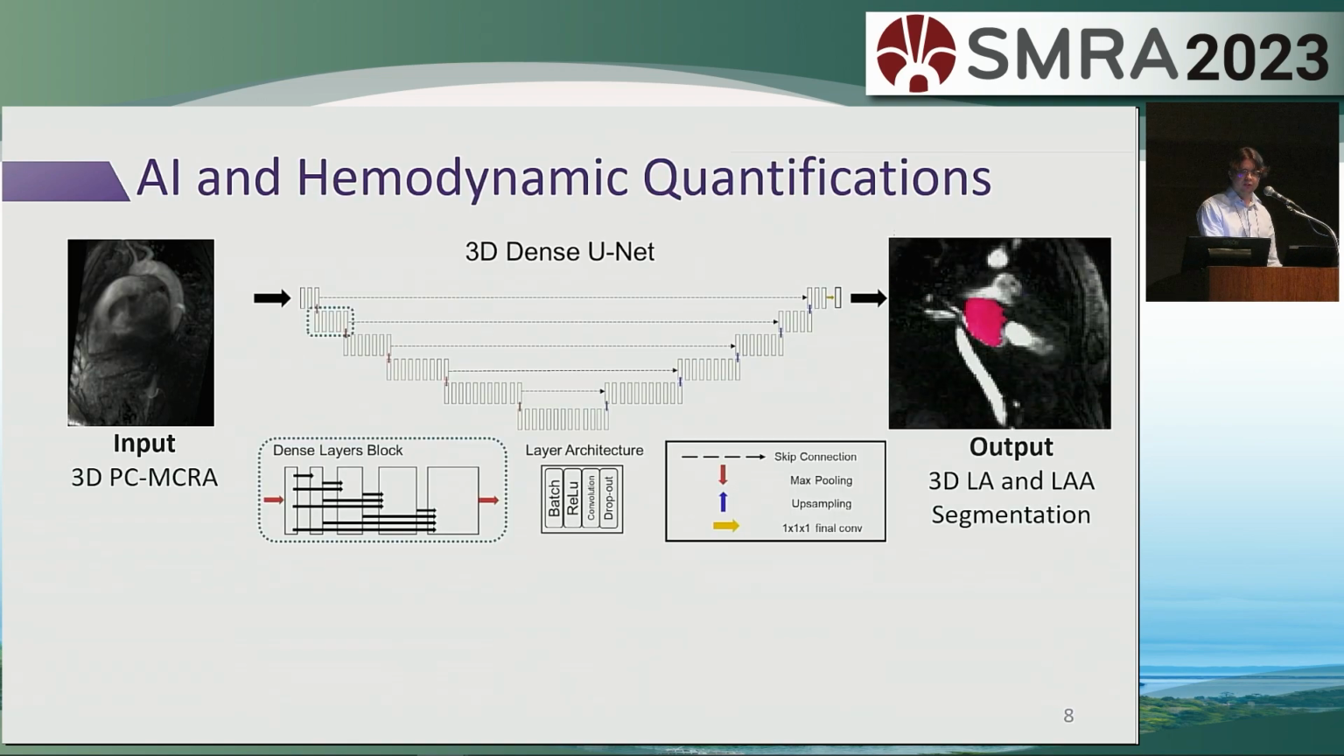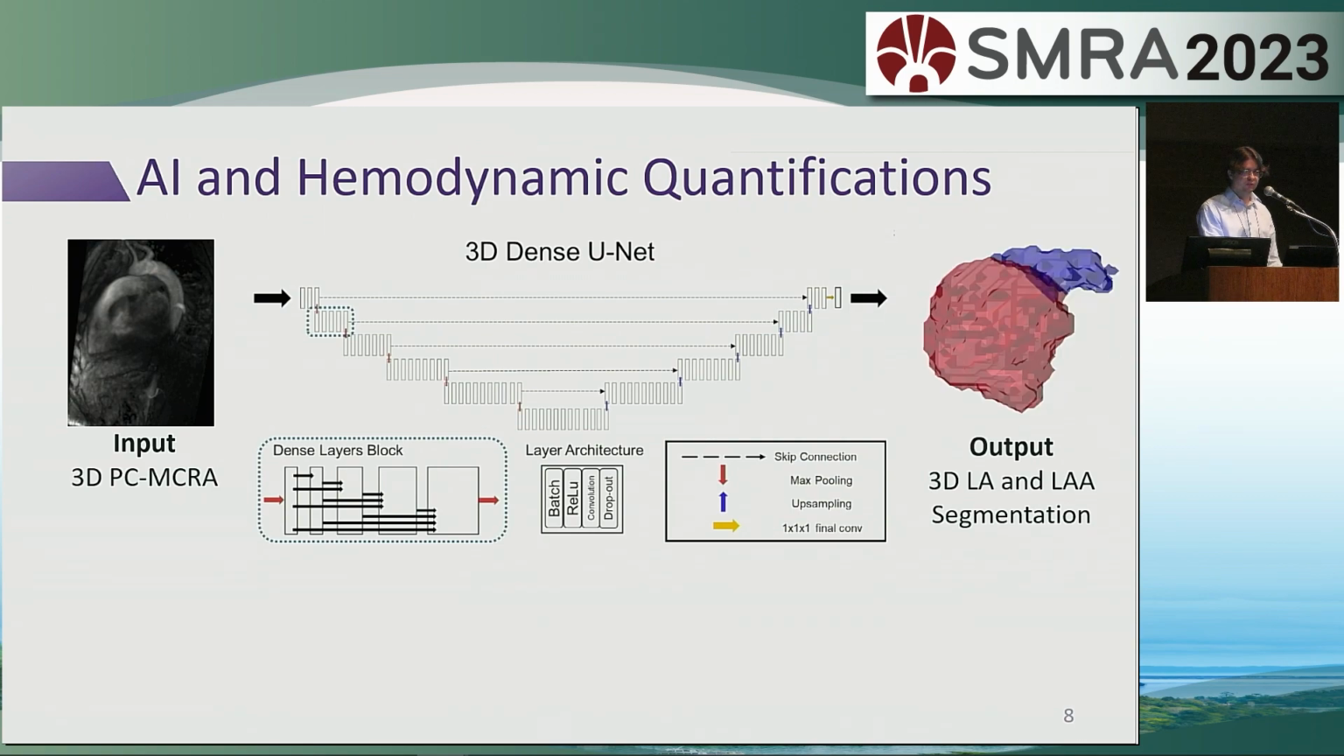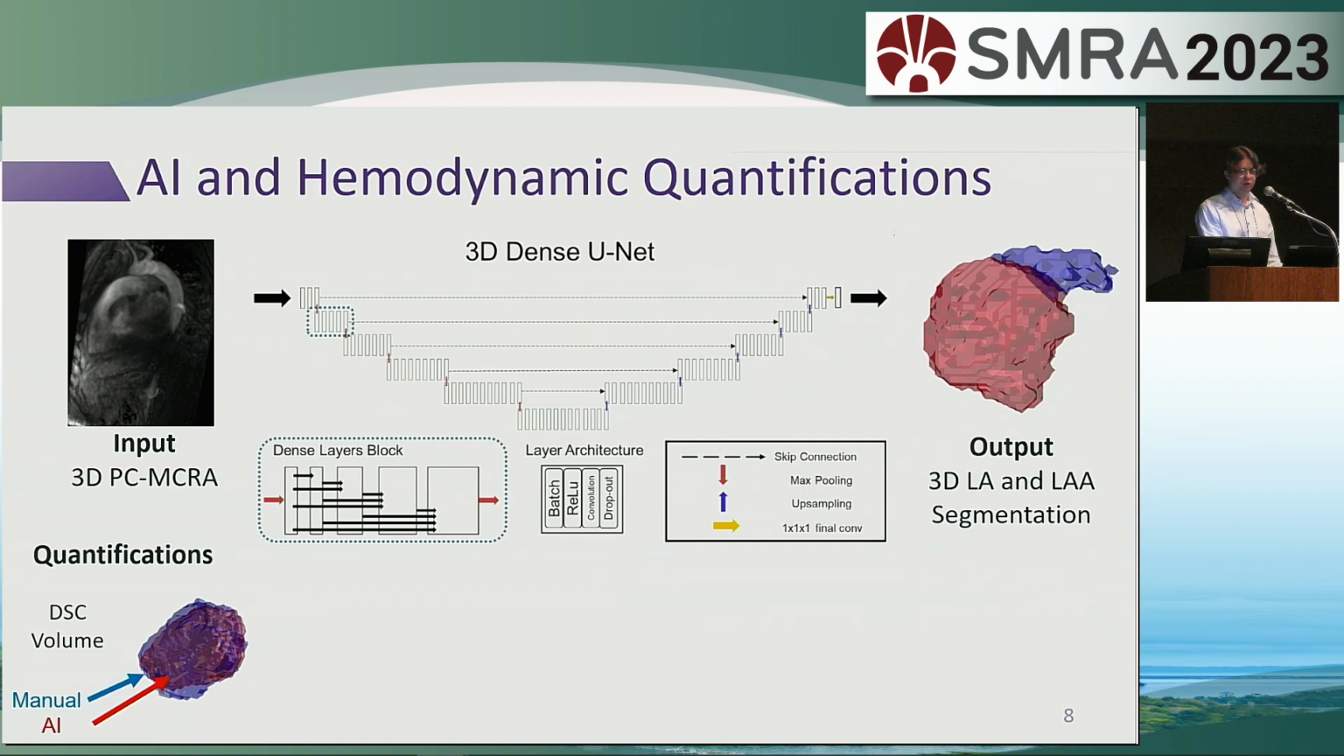So we used a 3D dense UNet structure shown here, where the input is going to be the 3D PC MRA, and we're going to output the atrium and the appendage, which you can see here overlaid on top. For the purpose of this talk, I'll also show it as just volumes like this, so we can see regional differences pretty fast between the two methods. So for quantifications, we first looked at DICE and volume assessment to see regionally what's happening between the manual and the AI.